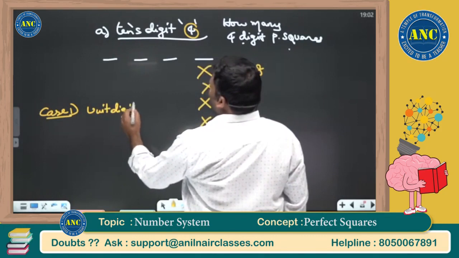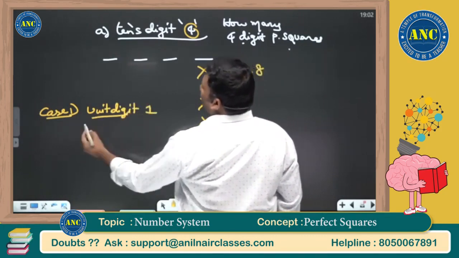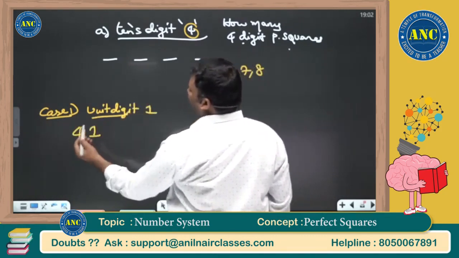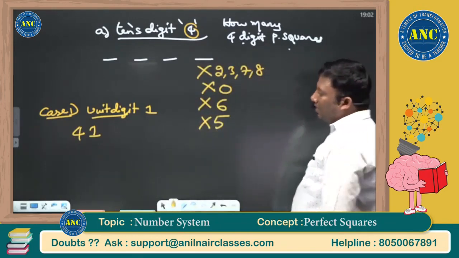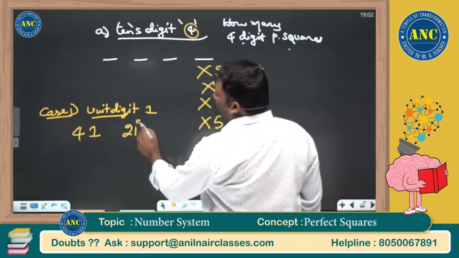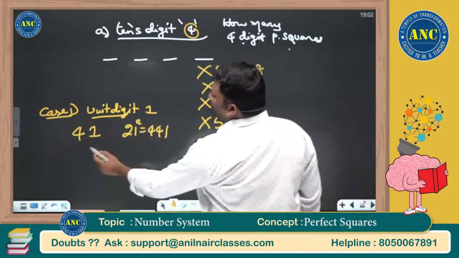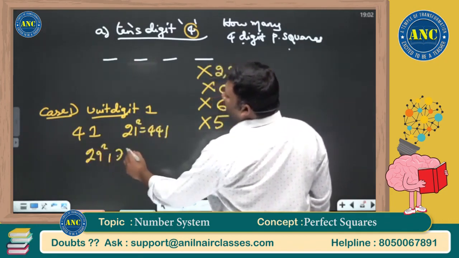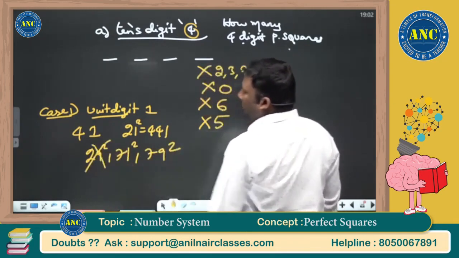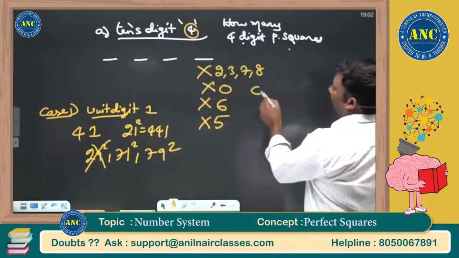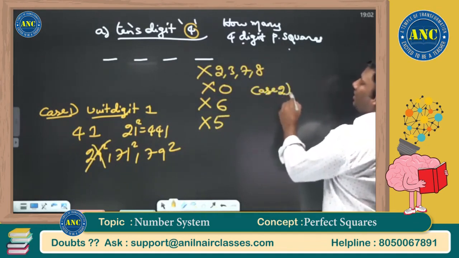Unit digit 1. It is possible. If it is 1, tens place it is 41. Case 1, unit digit it is 1. Tens place is 4, 41. 21 square is 441. 50 minus 21, 71, 79 square. This is a 3-digit perfect square. Case 1. I hope it is clear.